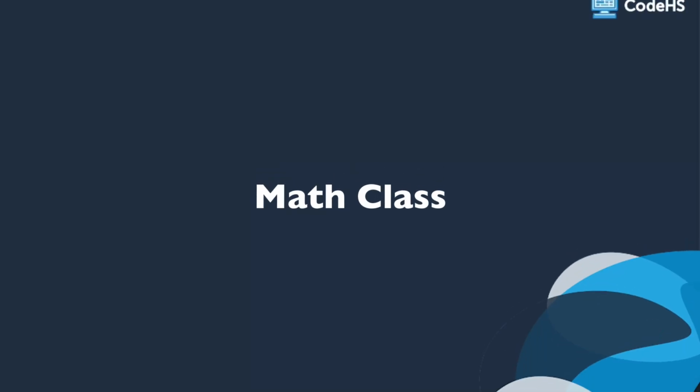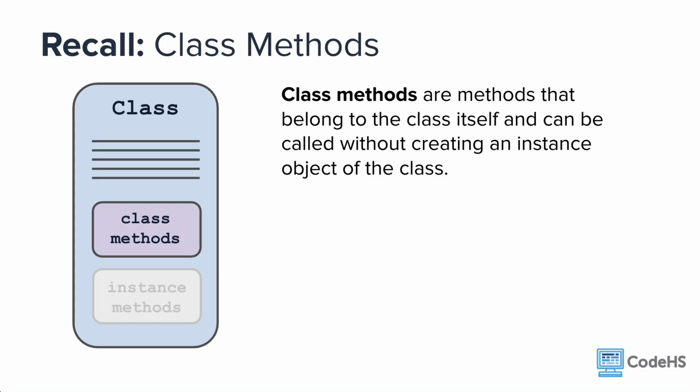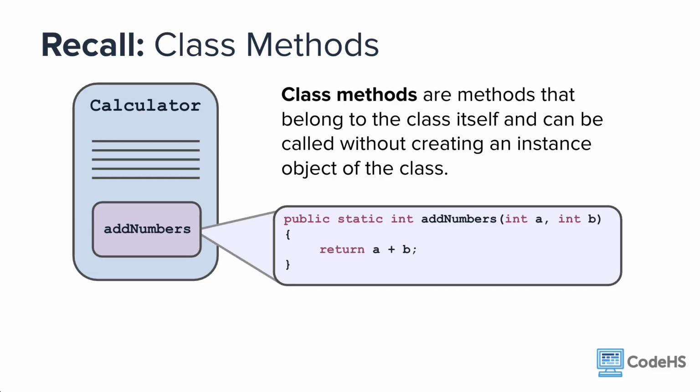Hi, in this video you'll learn about the Math class. Recall from a previous lesson that class methods are methods that belong to the class itself and can be called without creating an instance object of the class. For example, in this Calculator class, the addNumbers method is a class method as defined by the static keyword in its signature.